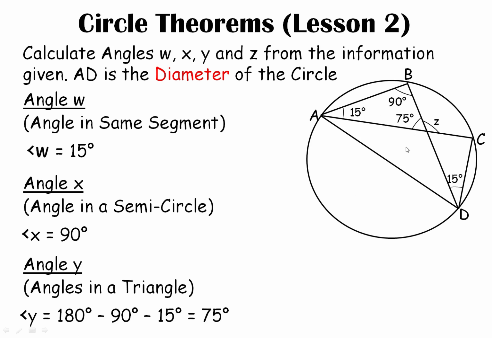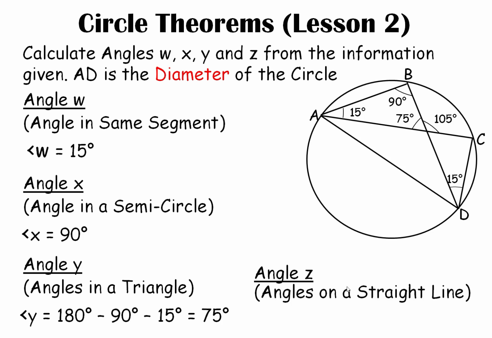Okay, so we have to find angle Z. If you look clearly here, you see that the 75 degrees angle and angle Z are along this line AC, so they are on a straight line. We know the sum of angles in a straight line is 180 degrees. So angle Z will be 180 degrees minus 75 degrees, which is 105 degrees, as we have it here.